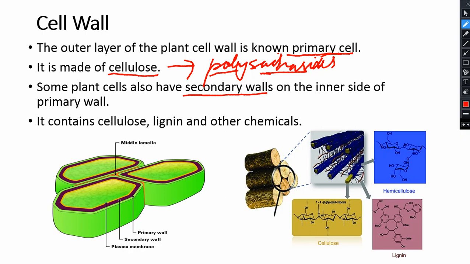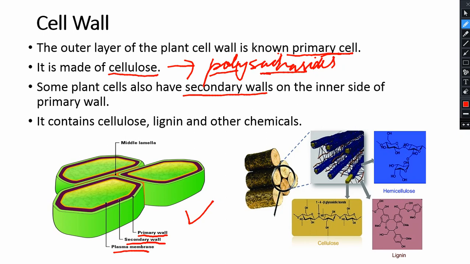Now the secondary wall is inner to the primary wall. If you look at this diagram here, you will see the primary wall and here you have the secondary wall. The secondary wall is just next to the primary wall, and it is on its inner side, not its outer side. And if you look next to the secondary wall, there is a plasma membrane.